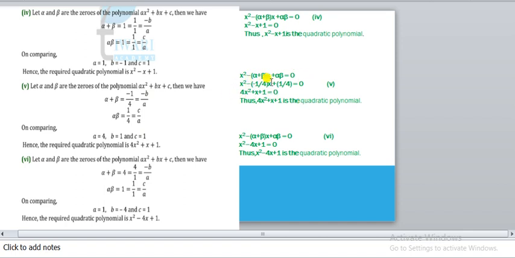Or directly you can put for question number 5: x square minus alpha plus beta into x plus alpha into beta. So directly I put the value of alpha plus beta, that is minus 1 upon 4, and the product value 1 upon 4 I put here. So again taking the LCM, we'll get the required equation.